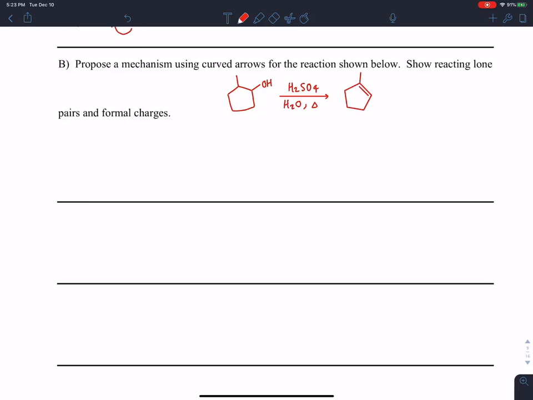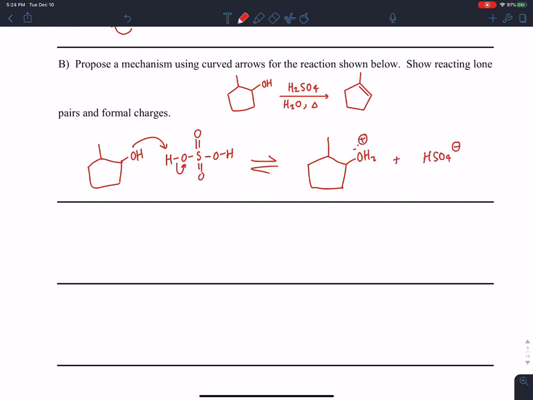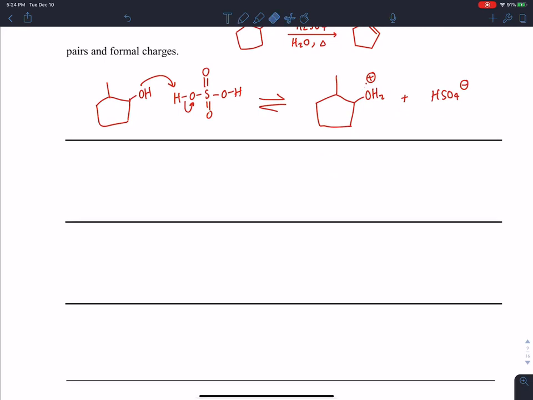Next question. This question's asking for the mechanism for this reaction. We can see this is alcohol elimination, which happens in acid, water, and heat. So in this one, the first step would be to protonate. If you have H2SO4, we're going to use it like this. You're going to protonate to make it a good leaving group. This is just a hydrogen transfer, so this turns into OH2 plus, and you make HSO4 minus.